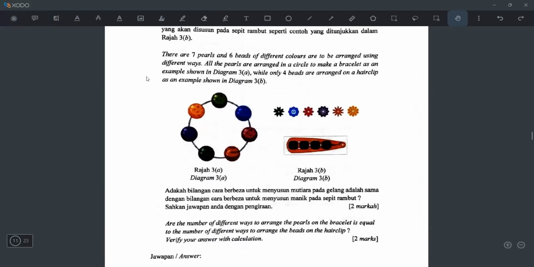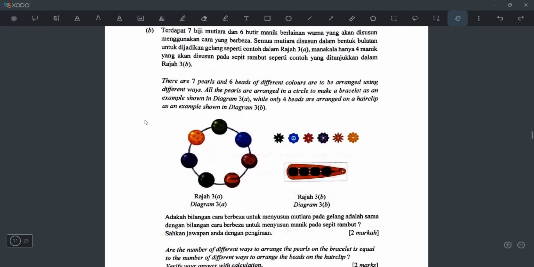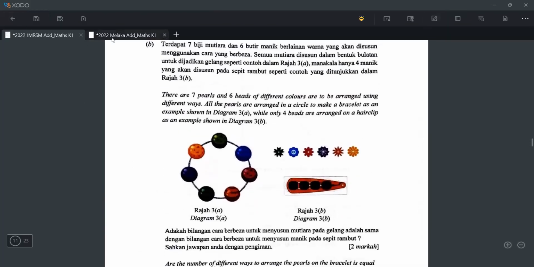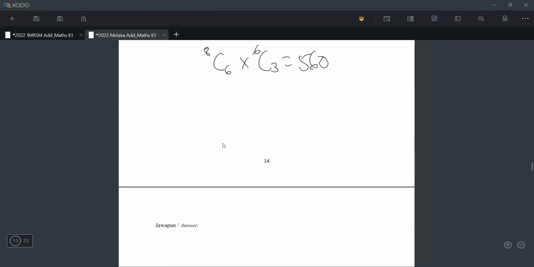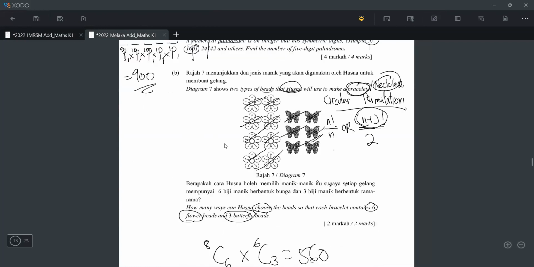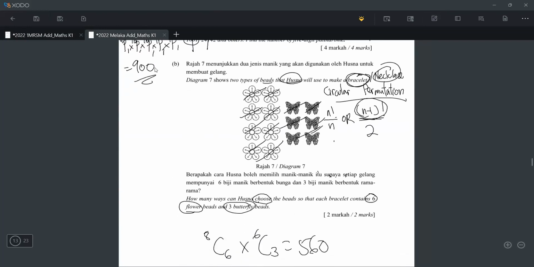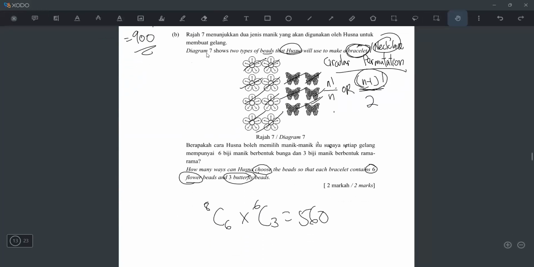Okay, this question is very similar to one of the questions in Malacca. Let me just show you now in Malacca. So I think it's question number 10. Yeah, question number 10. There's a little difference here, but I still want to mention it. So let's look at question 10 now.